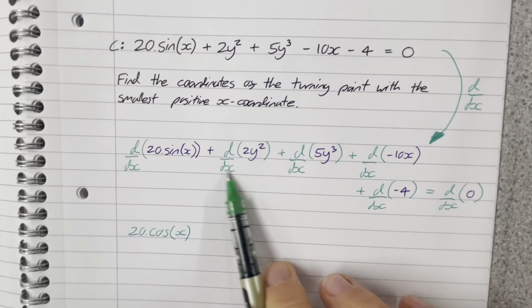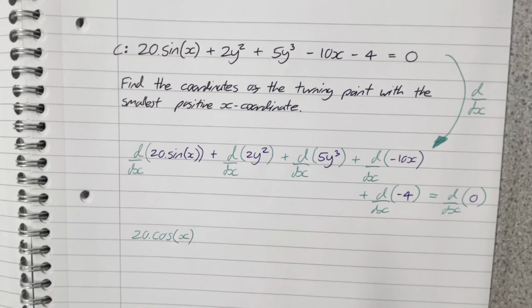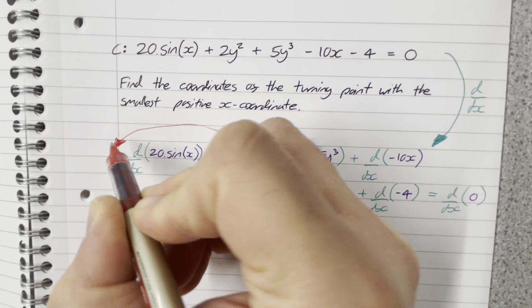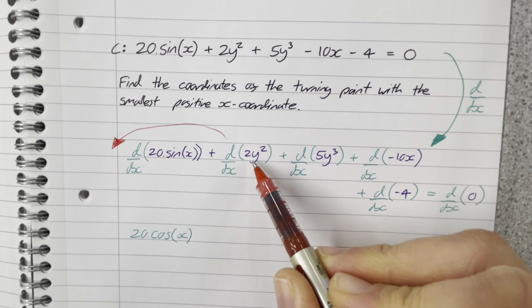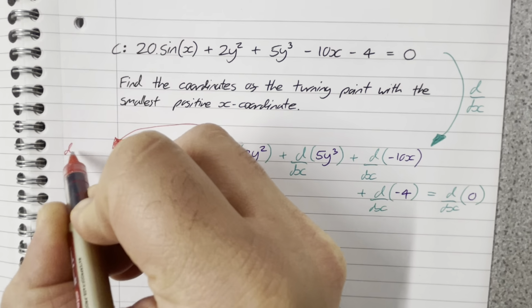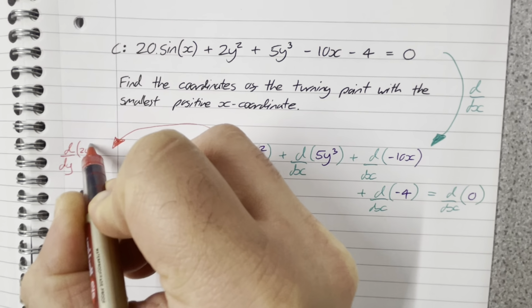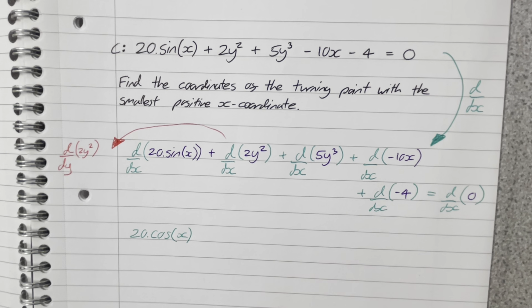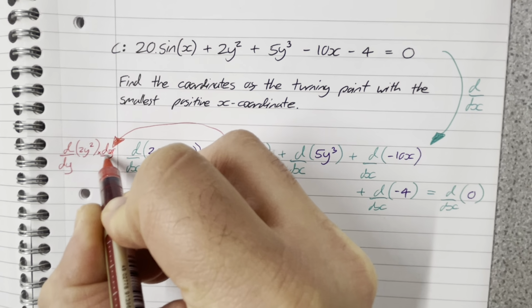This one, however, is a little bit trickier because we're trying to differentiate a function of y with respect to x. So, how do we go about doing that? Well, we use implicit differentiation, which is really just an application of the chain rule. So I'm not going to differentiate with respect to x because I've got no idea how to do that. Instead, I'm going to differentiate that function with respect to y, which is 2y squared. And then to correct that, I'm going to times that by dy by dx.